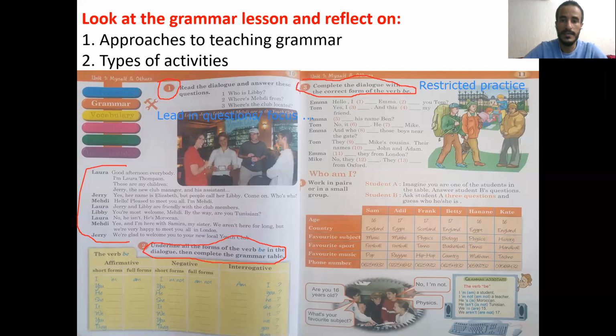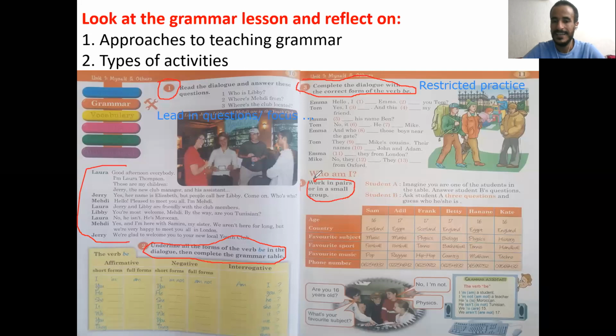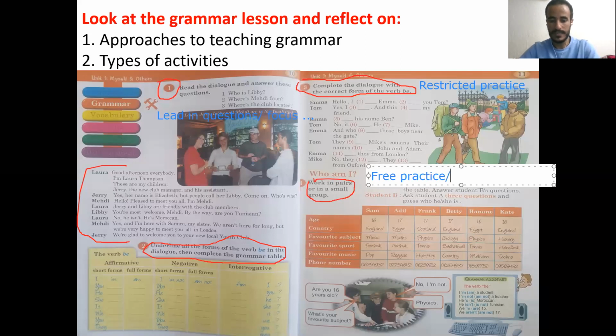The next one is who am I? Work in pairs or in small groups. Look here. What is this? Production. Good. We call it production or what? Another name. Or free practice. Very good. Free practice or production.